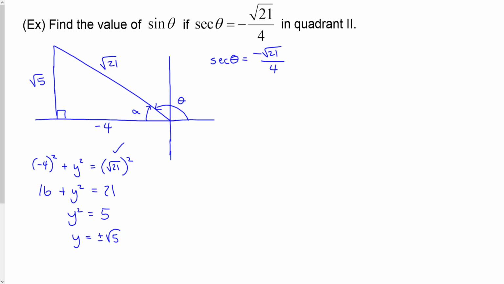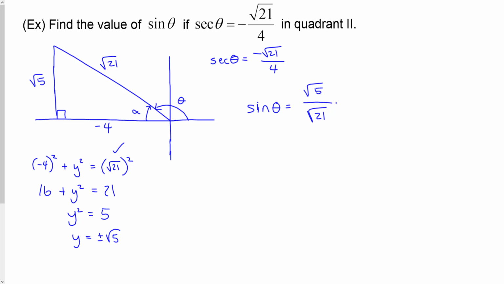Okay, so to finish answering my question then, I now need to know what sine of theta is. And since I know all three sides of the triangle, I can figure out what sine theta is. So sine theta is the opposite side over the hypotenuse. And the only thing that I need to make sure of is that this gets simplified.